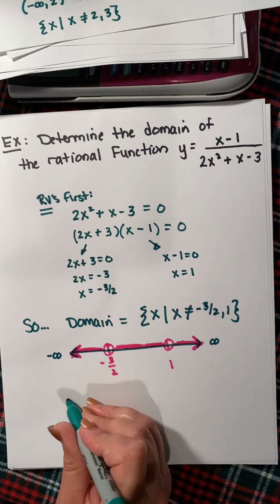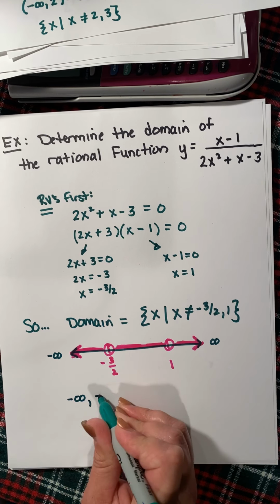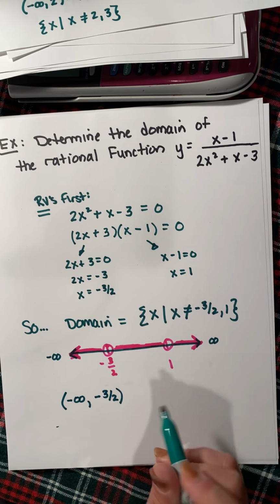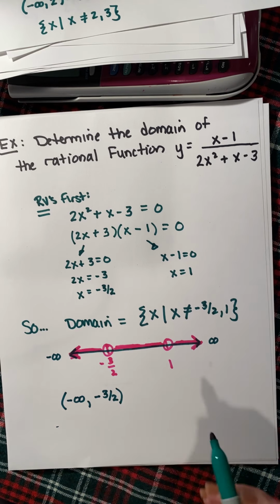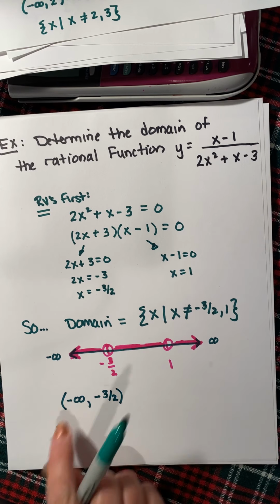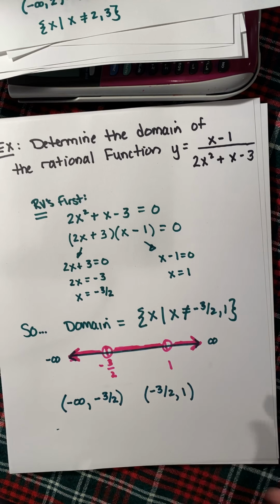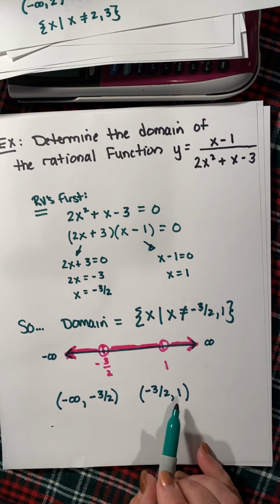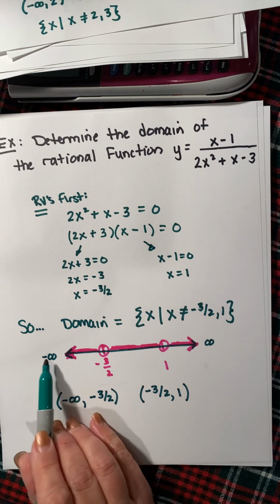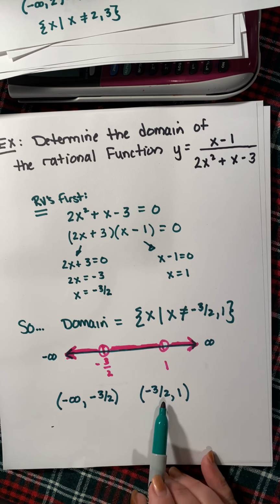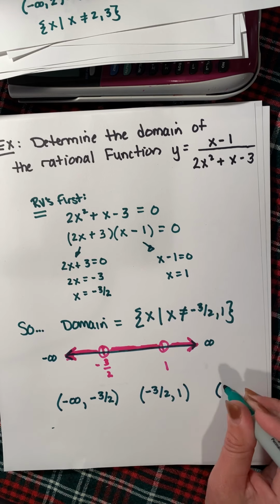So this is going to be -infinity to -3/2. We always use parentheses around infinity, and we use parentheses that correspond to an open circle. So this represents all the numbers to the left of -3/2. All the numbers between -3/2 and 1 would be represented with this interval. Now notice we go left to right: -infinity to -3/2, then -3/2 to 1, and then 1 to infinity.